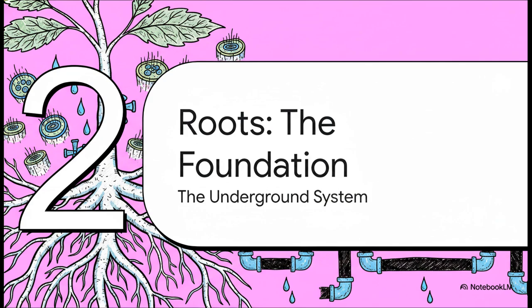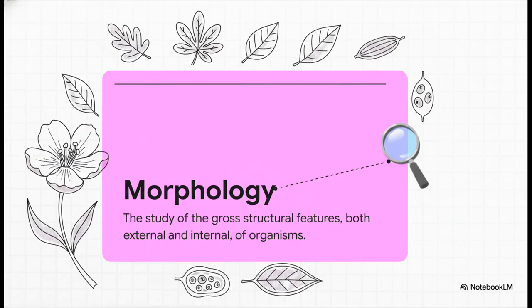Moving on to Section 2, Roots, the underground foundation. Let's actually start using some of that vocabulary and kick off our structural tour right at the base, the root system. Now, the word morphology simply means the study of gross structural features, both inside and out. And it's super important to remember, this isn't just dry, boring memorization. Morphology is literally the shared vocabulary of naturalists everywhere. It's how we describe the crazy, diverse forms of life on Earth just by using careful observation.